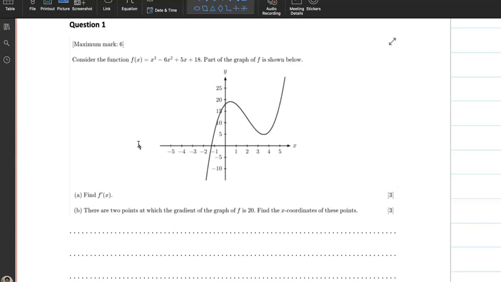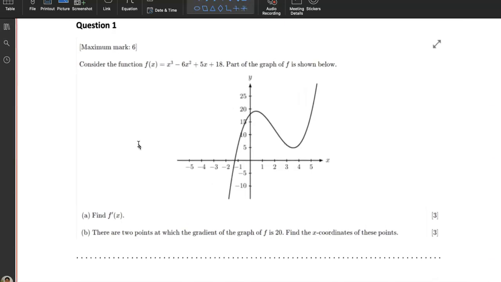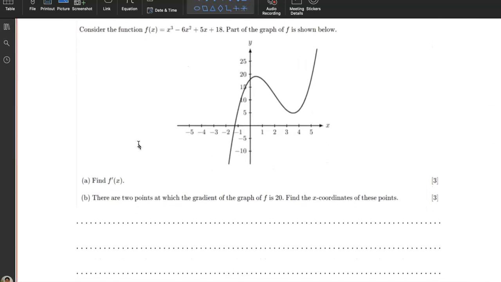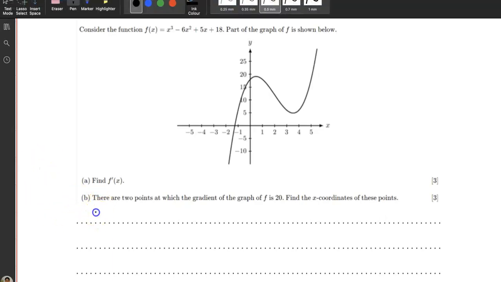Find f dash x. Find the derivative. Come on. You know how to find the derivative of this? Tell me. But can you just do it because it'll be faster? No, but you pay attention. I'll pay attention. You can just do it. So what will your f dash x be? Tell me the derivative.